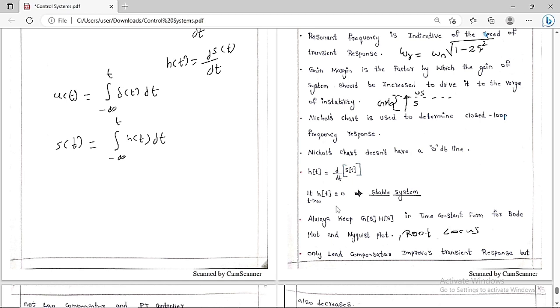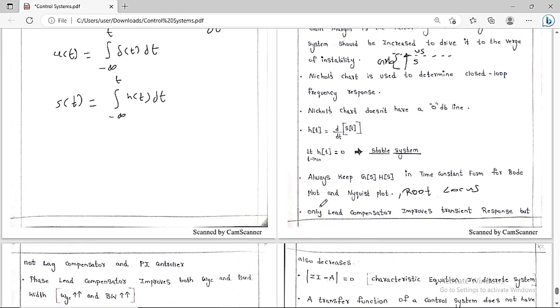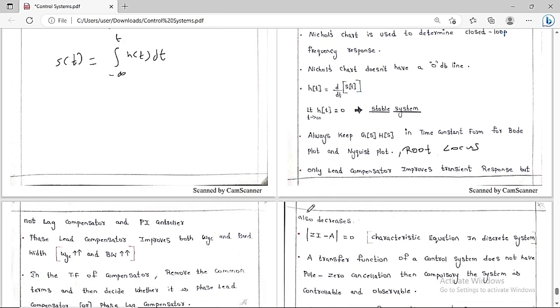The next point is only the lead compensator is going to improve the transient response, but not the lag compensator and PI controller. I have already told this point so many times. The lead compensator is used to improve only the transient response and it is going to degrade the steady state response. Similarly, the lag compensator is used to improve only the steady state response and it is going to degrade the transient response.